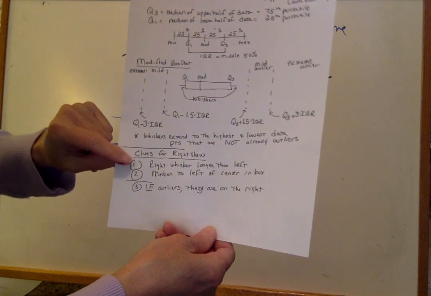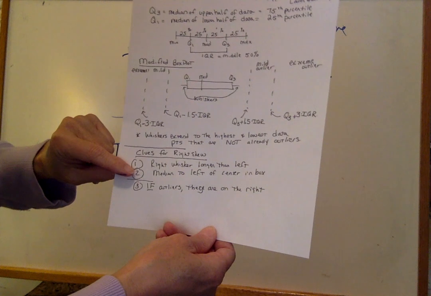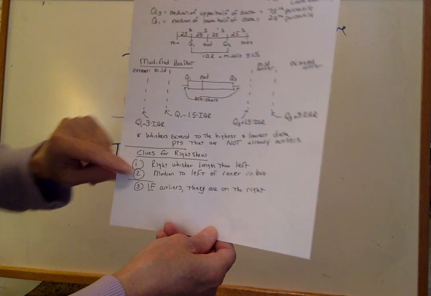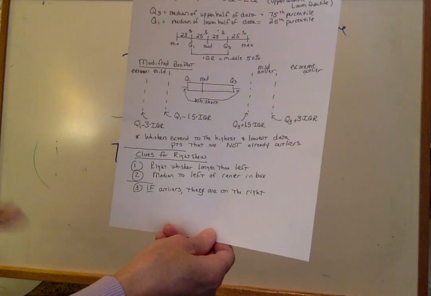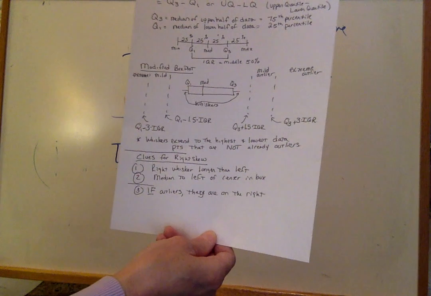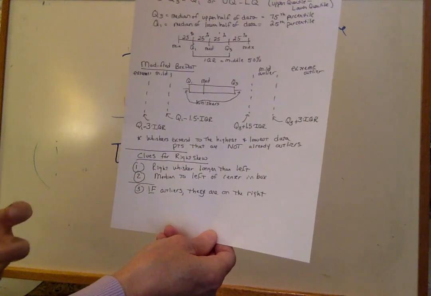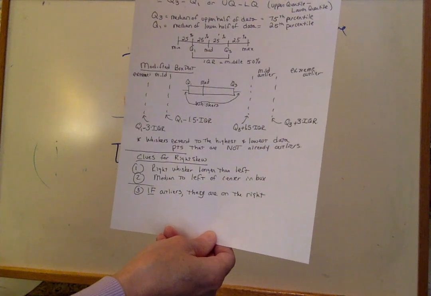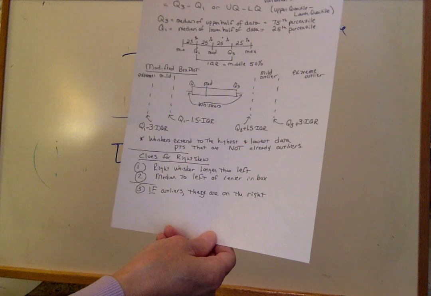The right whisker is longer than the left. The median is to the left of center of the box. And then the third clue is if there are outliers, there don't have to be outliers, but if there are, they better be on the right-hand side. If any of these clues contradict each other, those are the ones I'm not going to ask you about because they are not the clear ones.